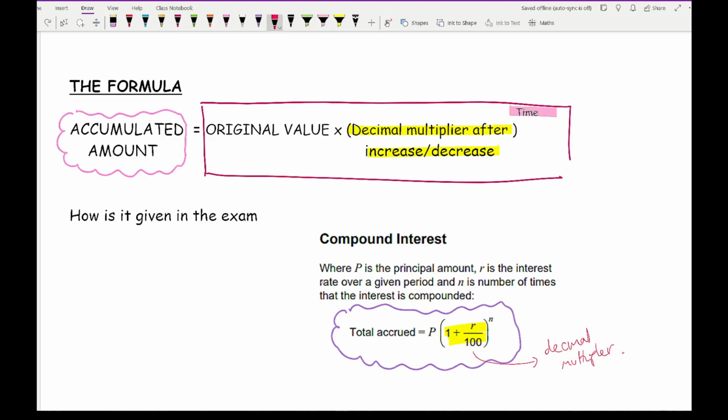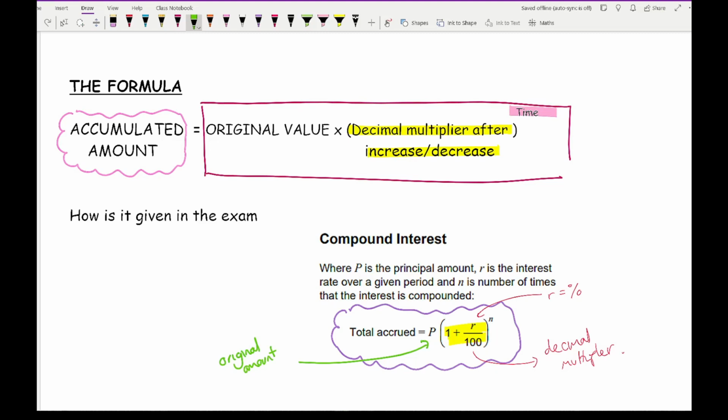So here, R is the percentage increase or decrease, so R equals the percent by which you're increasing or decreasing. If you substitute that in, and P is your original value, or your original amount, or your starting amount. So if you expand the brackets, then technically the two formulas are exactly the same, but just notice that they are written differently.